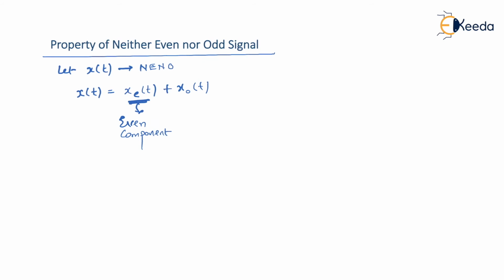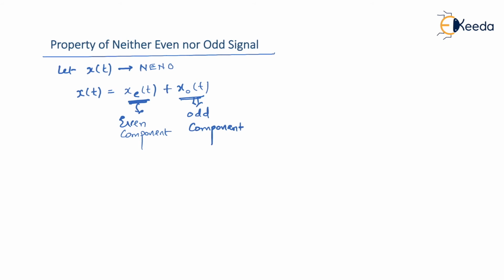If x of t is neither even nor odd signal, then the given x of t signal can be expressed as the summation of its even part and odd part. That is, it can be expressed as xe of t plus xo of t, where xe of t is called the even component of x of t, and xo of t is called the odd component of x of t.